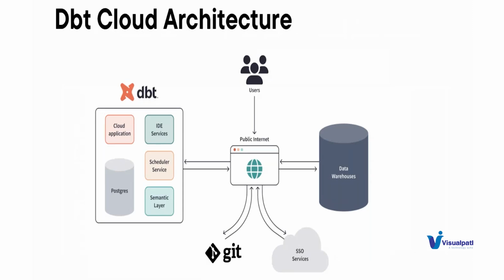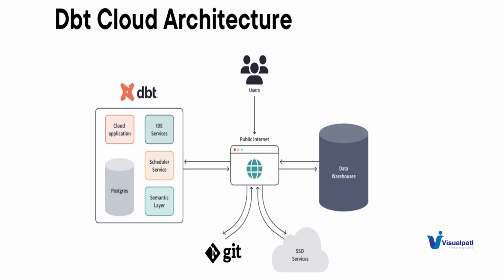So it's IDE services, and scheduler services to schedule your models, your jobs, whatever dependency you have in models, you want to run all those models, so you use the scheduler service. Then there is a semantic layer, and there is a Postgres inside to keep all the info, whatever jobs you create and whatever models you are creating, all those dependency information you have to keep somewhere, so that is Postgres, it's a database.